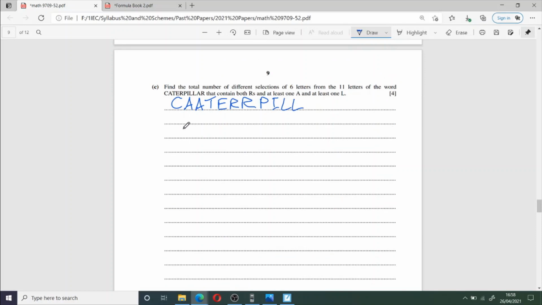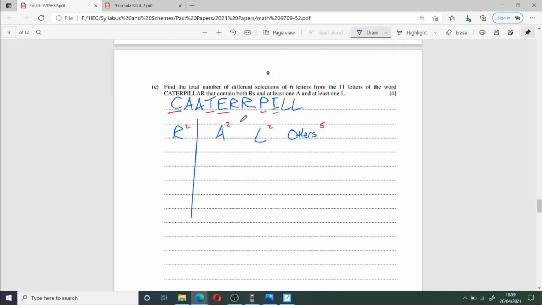Part C is a slightly tricky version of quite a common version of these permutations and combinations questions. Because we've got a selection of only 6 letters, we can actually start to consider the individual possibilities. So, with our number of R's, our number of A's, our number of L's, and any other letters. Let's highlight which the other letters are, to make it a little simpler. We have a C, a T, an E, a P, and an I. So 1, 2, 3, 4, 5 others. So we've got 2 R's, 2 A's, 2 L's, and 5 others.